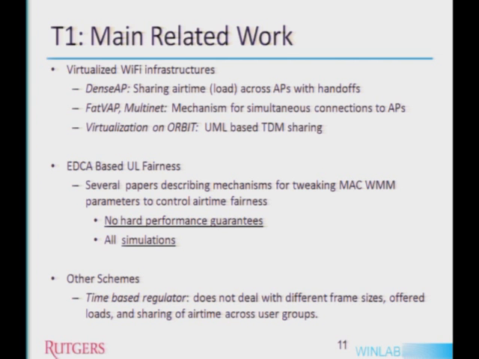Like the first part, the dense AP paper was basically showing how you could do load balancing across different access points. There were other papers which showed how you could use virtualization on the client side to create two or more multiple virtual interfaces on the client and then connect to different access points and improve your throughput. And there were some experiments on the Orbit Testbed where we try to see how multiple experiments could coexist. But these experiments really don't match up with what we are doing.